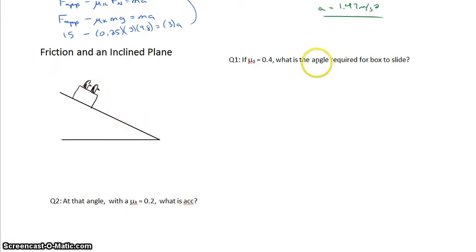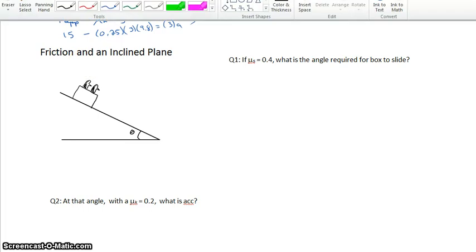And they've asked us some things. They said, oh, I forgot to write that in. That's theta. If our static friction coefficient is 0.4, what's the angle required for this box to slide down the slope? Ooh. Good question, right? Because if the angle's too shallow, the box will just sit there. But as it goes up, something is going to try to pull this box down the slope. What would it be? Let me draw a free body diagram.